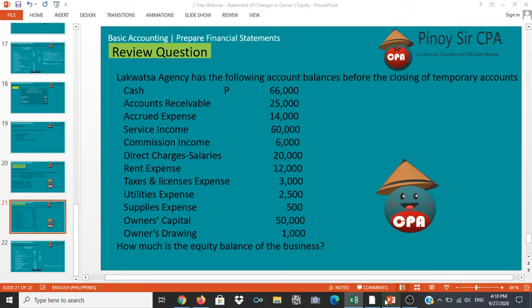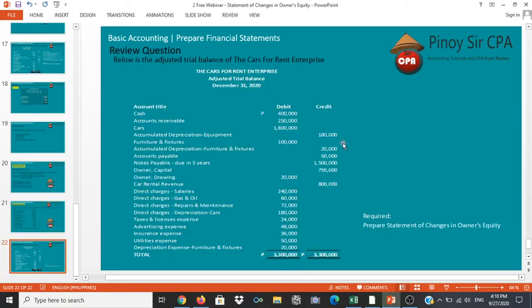Next. Ito. Last problem. Review question. So, the requirement is, ano daw? Prepare statement of changes in owner's equity. Okay? So, madali lang to. Just remember the formula, then ilagay mo lang sa format ng statement of changes in owner's equity.